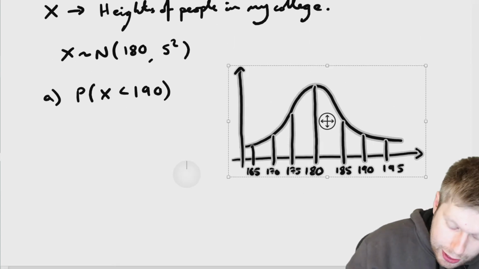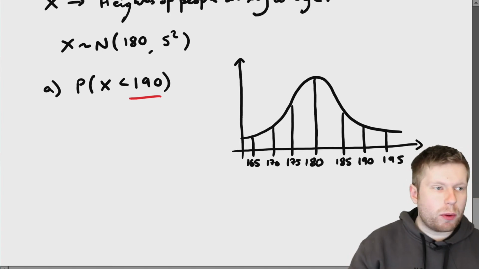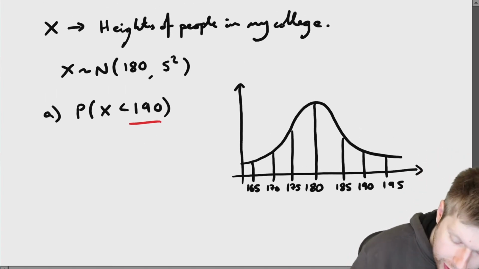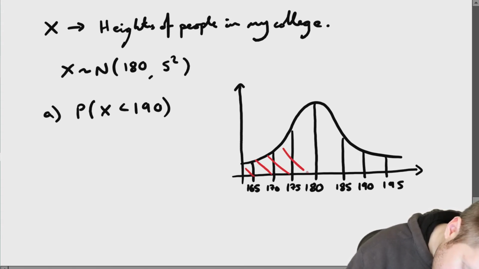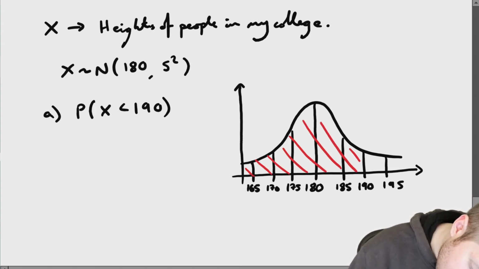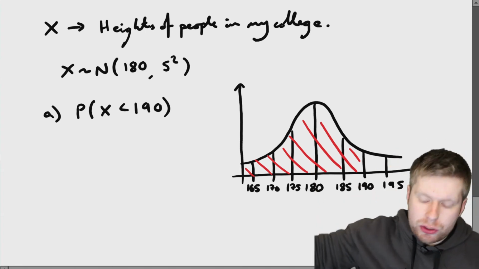I'm looking for the probability that x, my height, is less than 190. In other words, I'm looking for anything less than 190, so I'm looking for this particular region here. I just need to work out the probability of each of these regions.